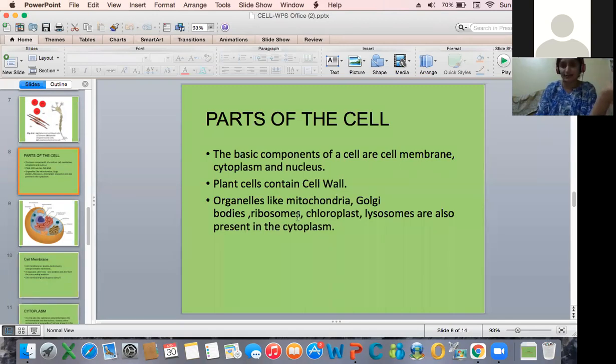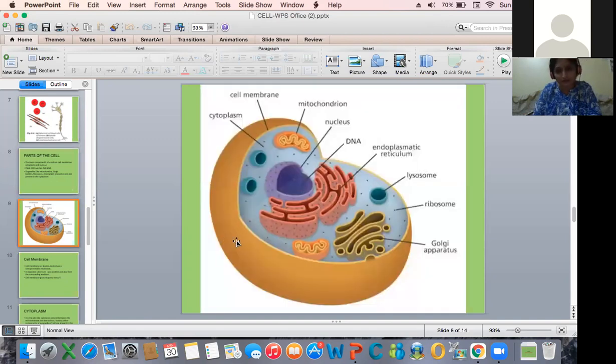And as I said, the organelles like the mitochondria, the Golgi bodies, the ribosomes, the chloroplasts, and lysosomes are all present, embedded, floating in the cytoplasm. So the cytoplasm is also a very, very important part. Now, one by one, if you look at this diagram of the cell, you can see that this is the cell membrane. So what is the cell membrane? What is its function? What is its importance in the cell?